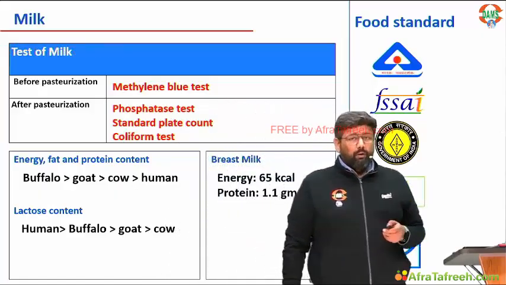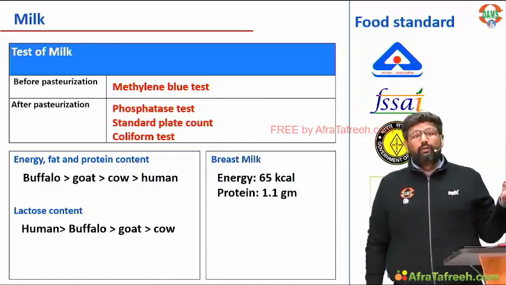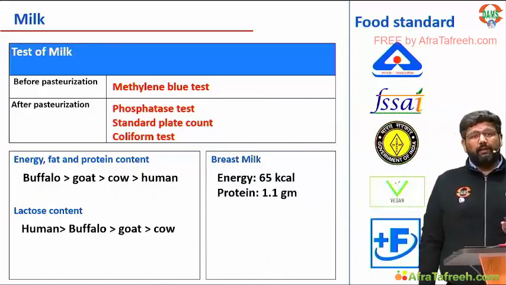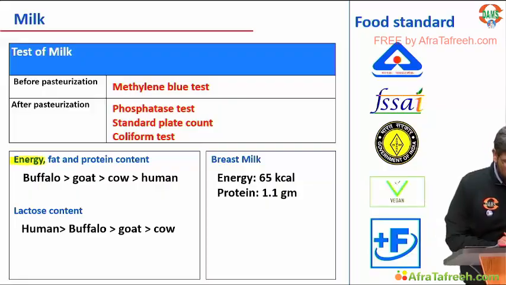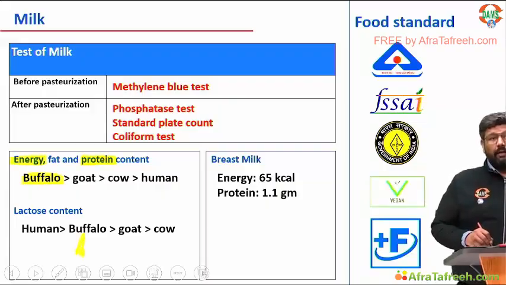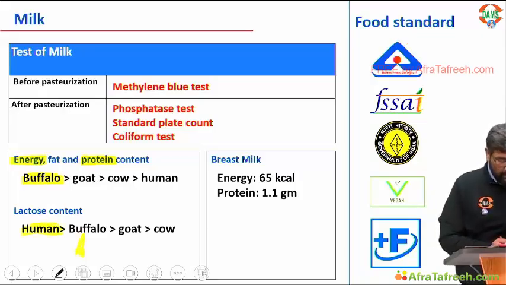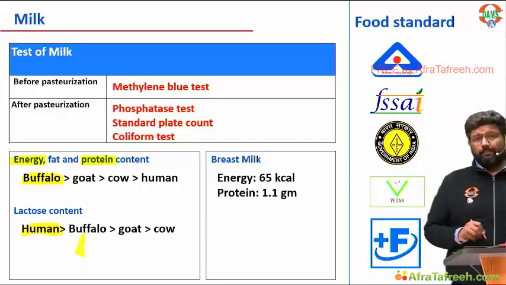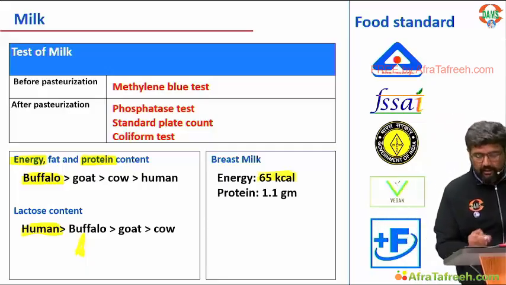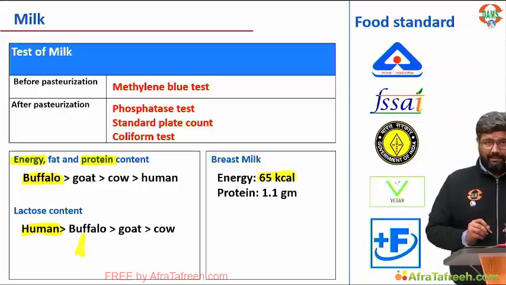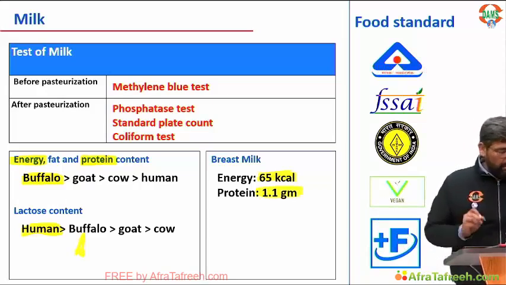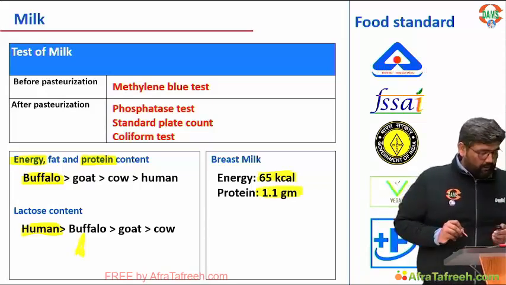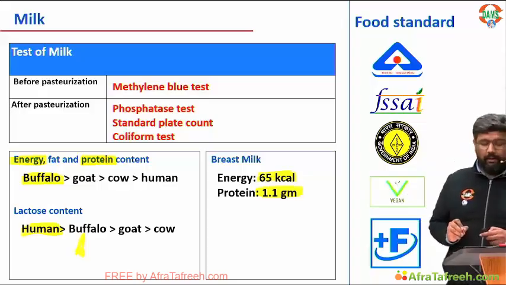If I talk about different milks, buffalo milk, goat milk, cow milk and human milk, then energy, fat and protein are maximum in buffalo milk, but it is the lactose which is maximum in human milk. If I talk about breast milk, energy per 100 ml is 65 kilocalories, protein 1.1 gram.